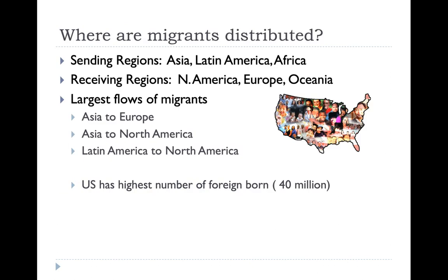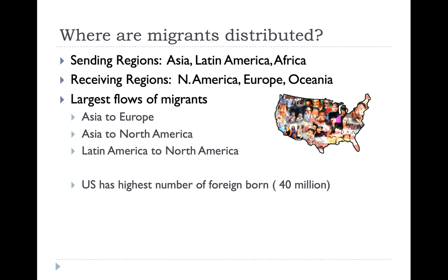So where are migrants distributed? Areas in which people are leaving are called the sending regions. These are areas such as Asia, Latin America, and Africa. Many people are leaving these areas for a variety of reasons.